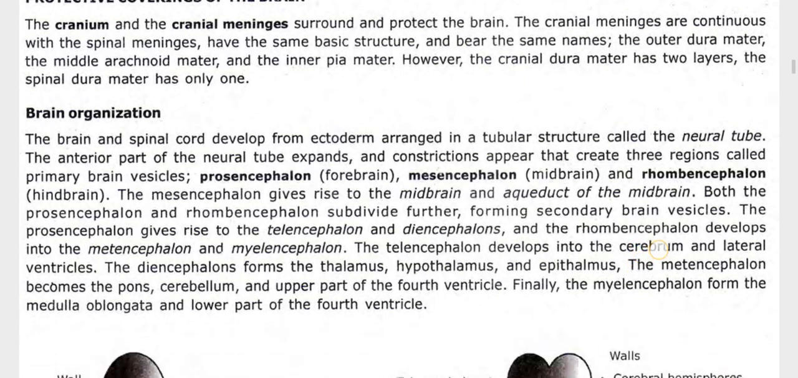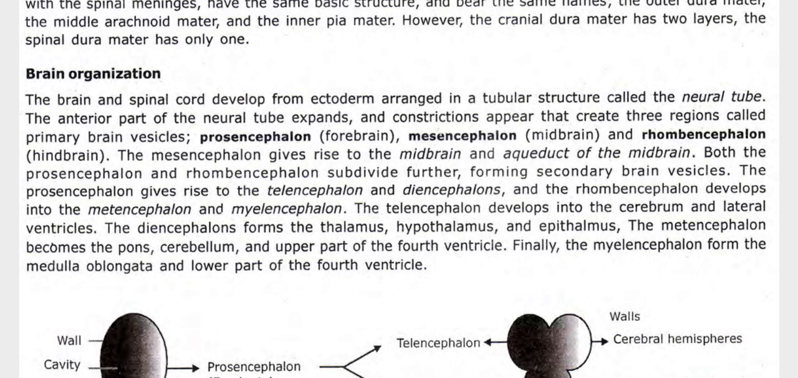Now we are going to learn about the brain organization. The brain and spinal cord develop from ectoderm arranged in a tubular structure called the neural tube.